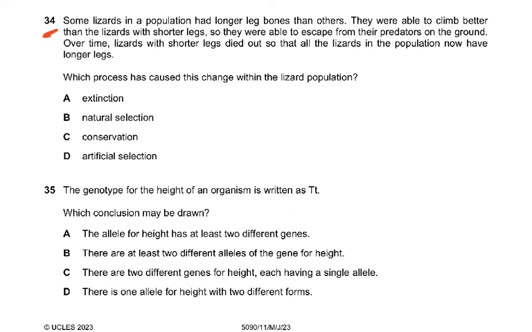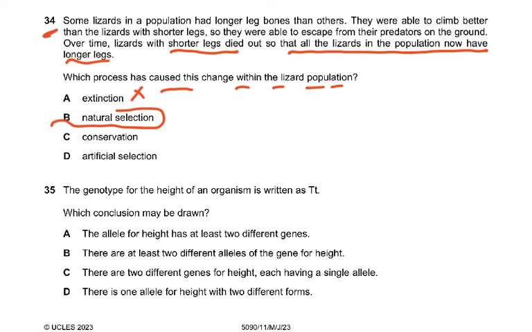Question number 34. Some lizards in a population had longer leg bones than others. They were able to climb better than the lizards with shorter legs, so they were able to escape from the predators on the ground. Over time, lizards with shorter legs died, so that all the lizards in the population now have longer legs. Which processes cause this change within the lizard population? Well, it can't be extinction, that's just rubbish. It has to be natural selection. Conservation, what is there in conservation? How are we helping them to be conserved? No. Artificial selection means something which you do for human benefit. Lizards are of no human benefit. And I'm scared of lizards, by the way.